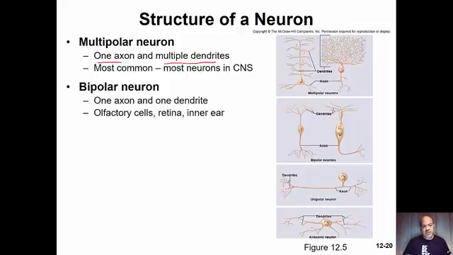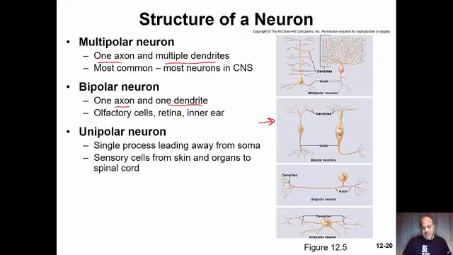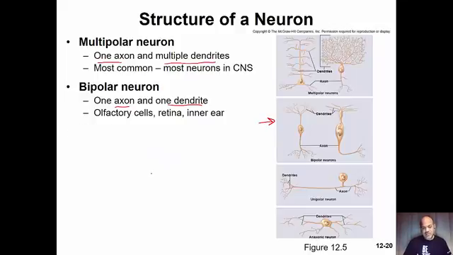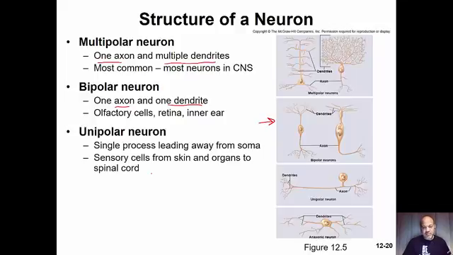And we have bipolar neurons, where you have only one axon and one dendrite, and those are illustrated here. And you find these in olfactory cells, which are used for smell, in the retina, which is in the eye, and in the inner ear. Then we have unipolar neurons. This is a single process leading away from the soma. And here it includes sensory cells from the skin and organs of the spinal cord. So here's a unipolar neuron.